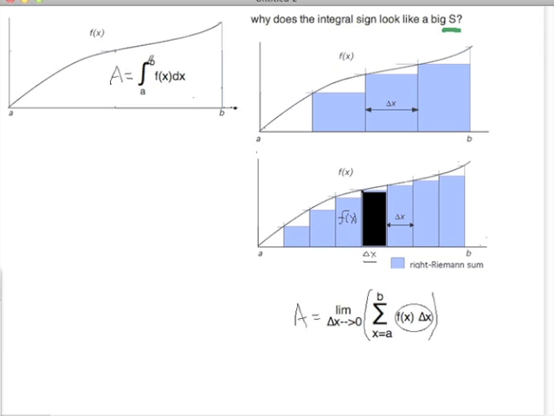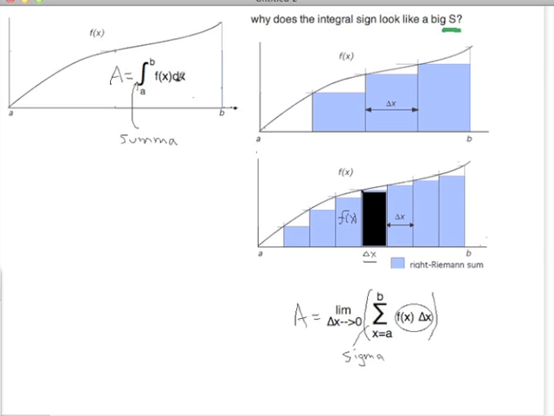So I still haven't said why this integral sign looks like an S. Turns out that Leibniz is the one to introduce this symbol, and he meant it to be shorthand notation for summa. And this summation sign here is a sigma. These are both meant to be S's. This is the Greek S, and this is probably the Latin S. And Leibniz used it to denote a summa. So that is why this integral sign looks like an S.